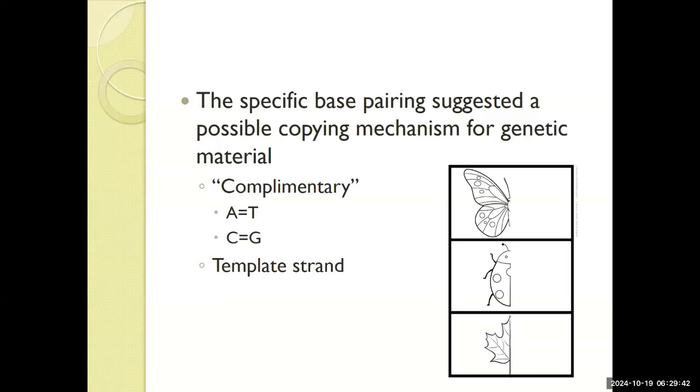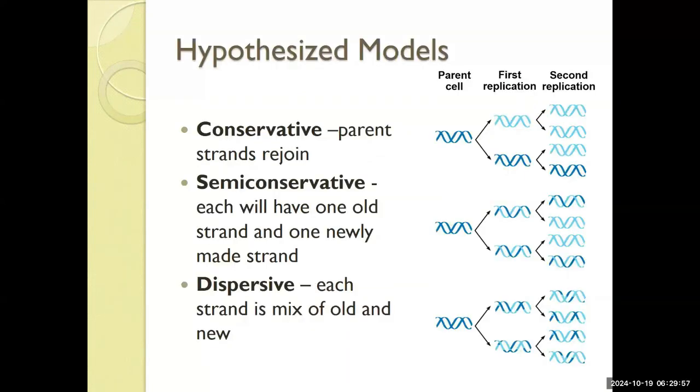Suggesting some sort of complementary or template mechanism to fill in the gaps. There were several hypothesized models. A conservative model would suggest that the parents separated, served as templates, and then rejoined. A semi-conservative model would have the parent strands separate and each serve as a template for the new strands, which would be composed of both old and new. And a dispersive model, which would chop up the DNA into a number of segments and copy different pieces. So each resulting daughter strand would be a mix of old and new for many generations to come.